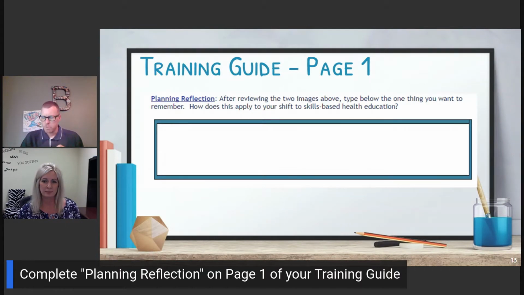But after reviewing those 2 images of the pie chart and the backwards design, what's one thing that you want to remember? What's something that's an aha for you right now? Something that is really just your first reaction when thinking about making the shift to skills-based health education, and put those notes on page 1 in the training guide to help you remember that takeaway.